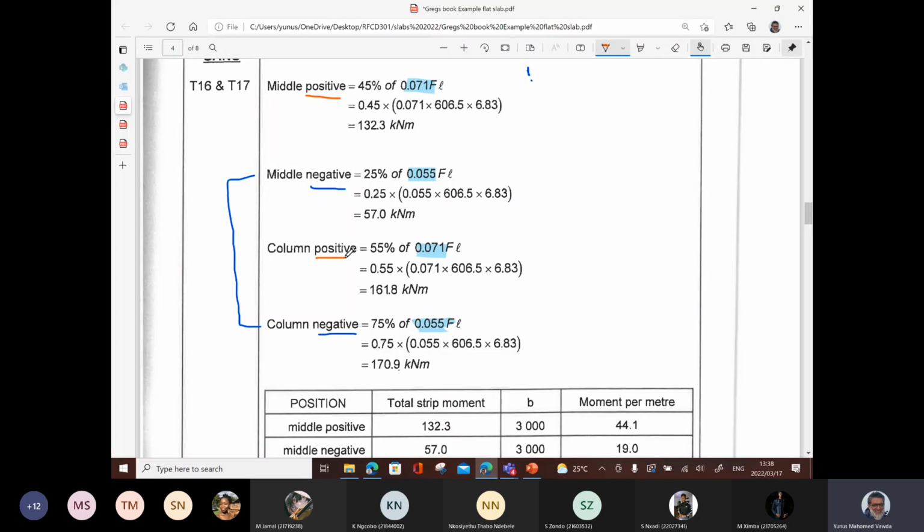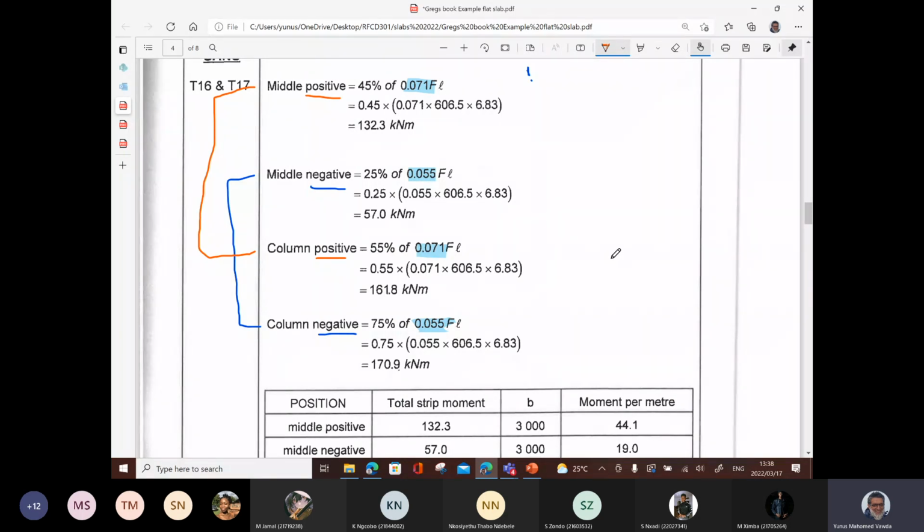Are you with me? Please do these kinds of annotations on your textbook so you remember how it's used from the table. Otherwise, it's very easy to make a mistake here and put the wrong percentages in. So 45% from the middle positive and column positive 55%.